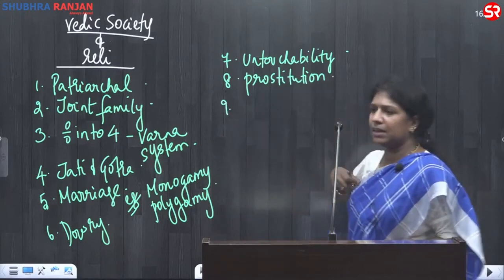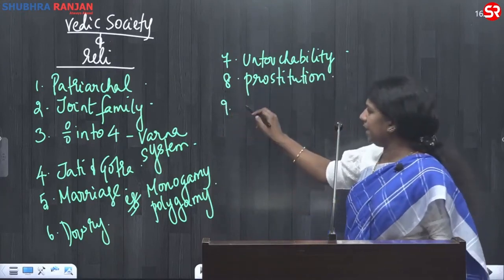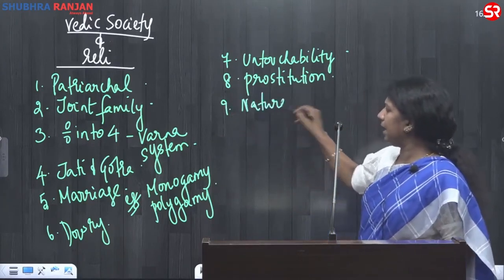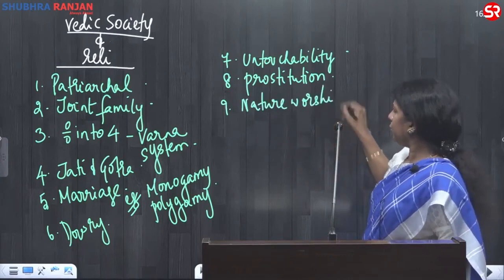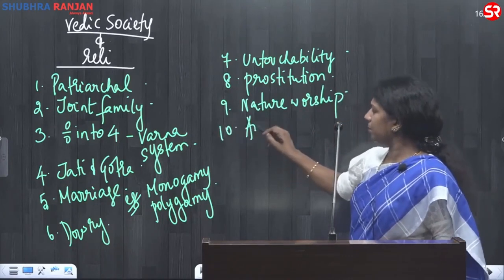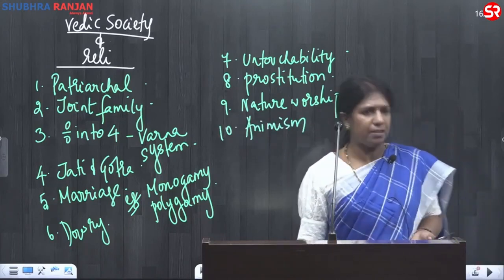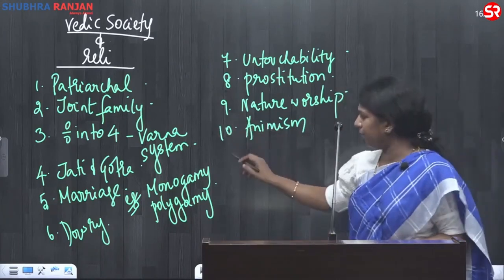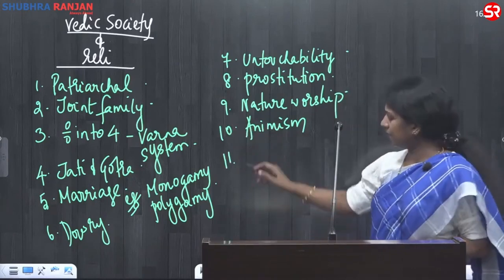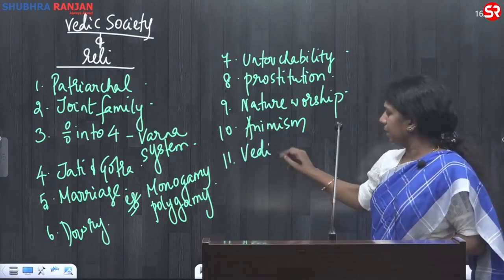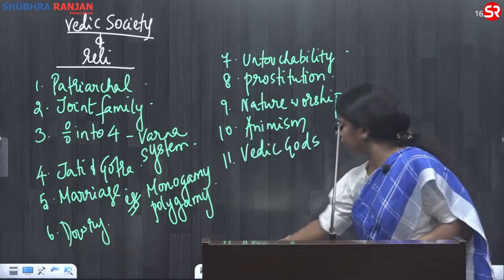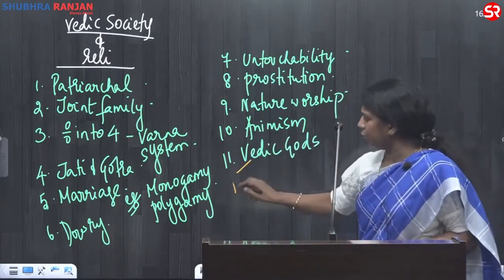Then the 9th one, we can take that in religion. Getting it? Nature worship predominantly existed. So nature worship existed, animism existed. What is animism? Worship of animals, nature worship, sun, moon, all of them were worshipped. Then the 11th point, we can say the Vedic gods. Who were the Vedic gods? The Vedic gods predominantly were Rudra.